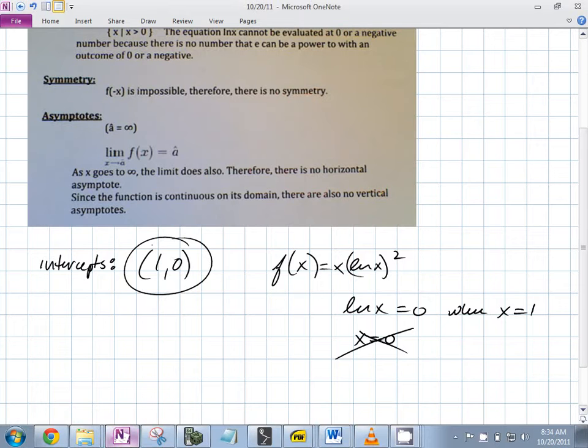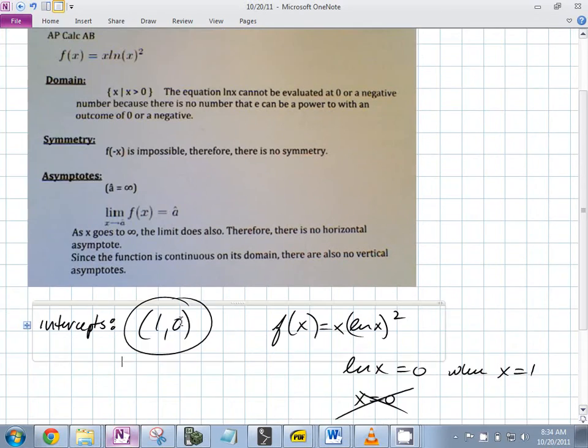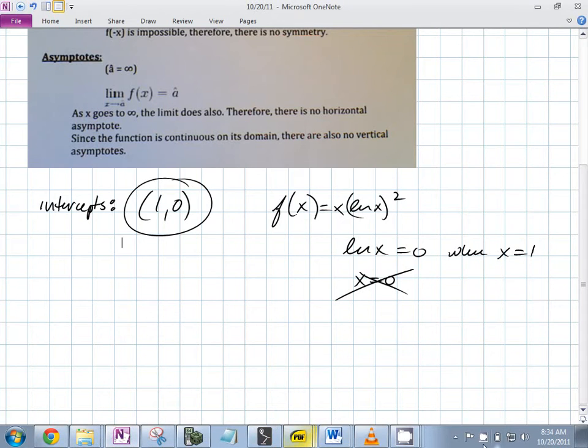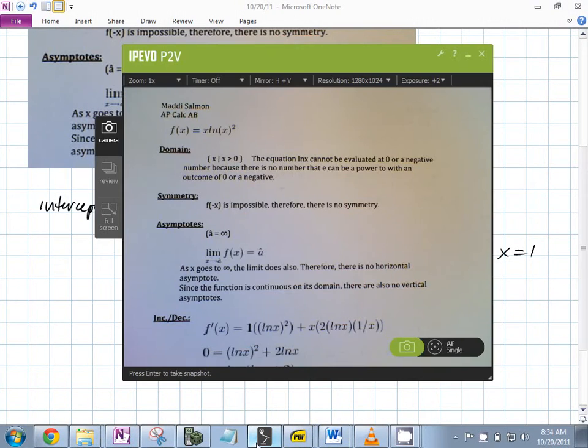Okay, so we're through the beginning 5% of this, which is good. It's just we have to do a little more, don't we? So what did she do here? Let's see here.